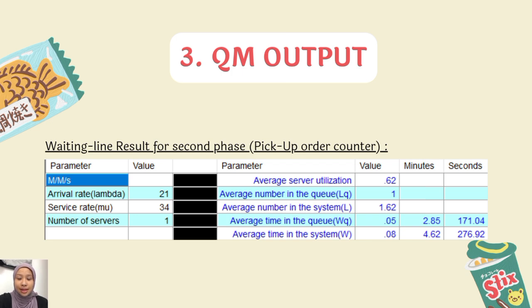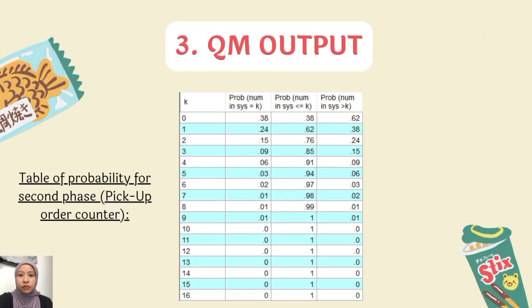It shows 3 columns for each value of K, which represents the number of customers in the system. The first column, probability number in system equals K, indicates the probability of having exactly K customers. For example, there is a 38% chance of having 0 customers and a 24% chance of having exactly 1 customer in the system. The second column, probability number in system less than or equal to K, shows the cumulative probability of having K or fewer customers in the system.